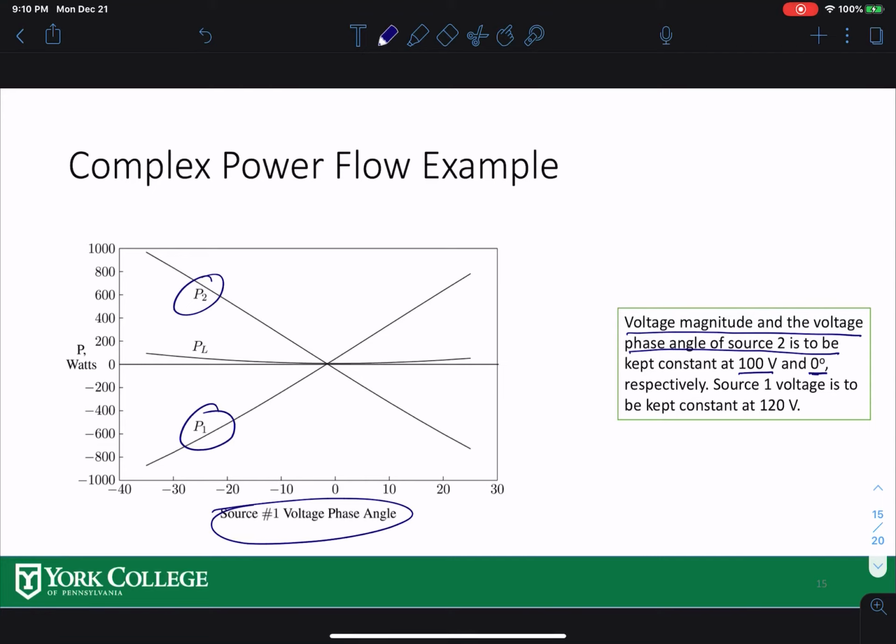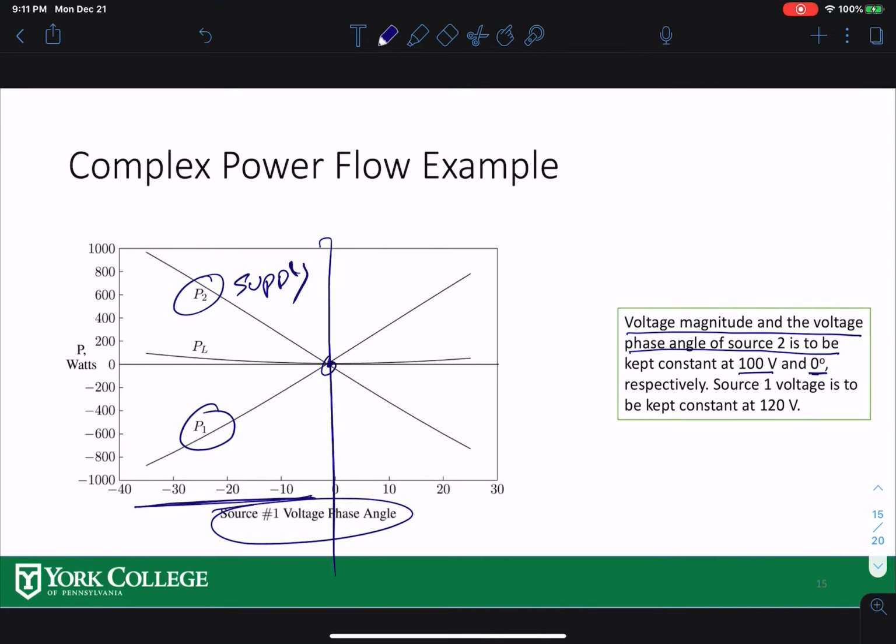So when the angle is 0, there is no power flow happening between source 1 and source 2, because the angle difference is 0. Sine 0 is 0, right? On this side over here, source 1 angle is negative. That means source 2 has the higher angle than source 1, so power comes from source 2 to source 1. Up to this point, source 2 is supplying.